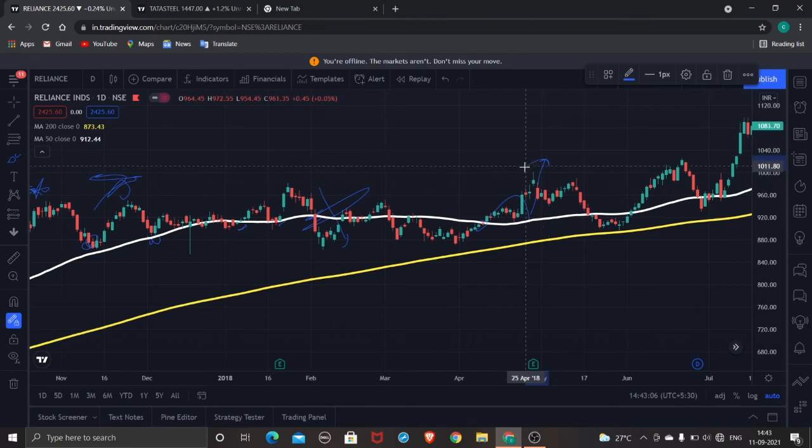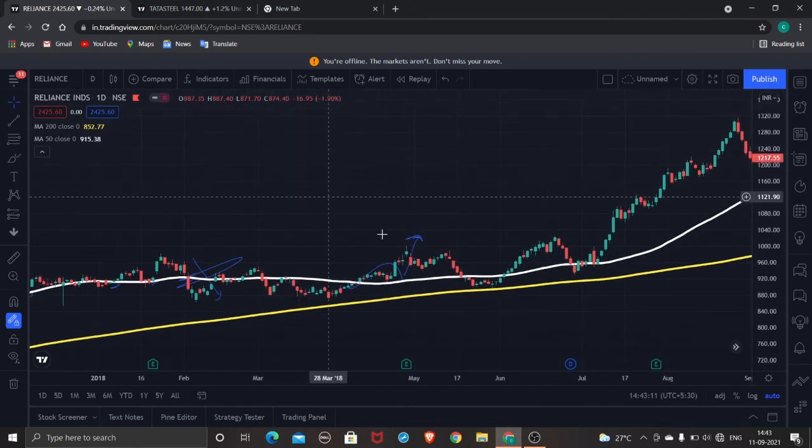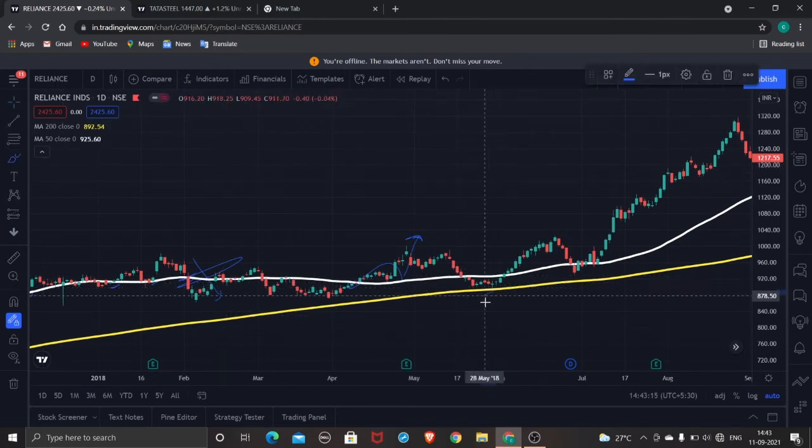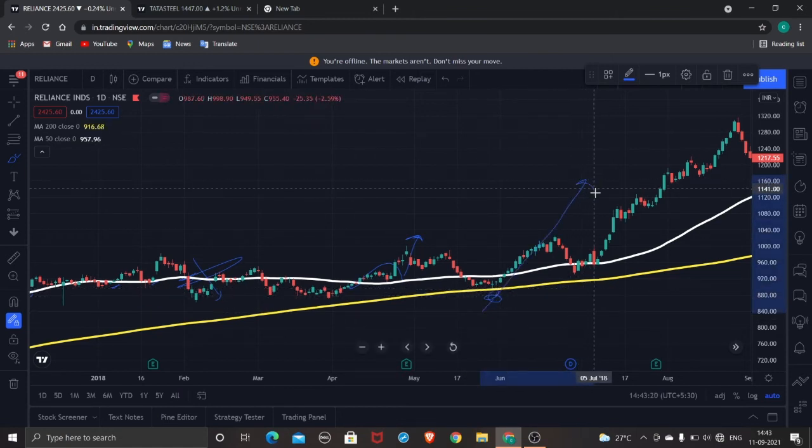So there is always a risk involved, but we can minimize the risk by using our system. Coming here, it took support at the 200 moving average. Then it undergoes a rise. Okay.